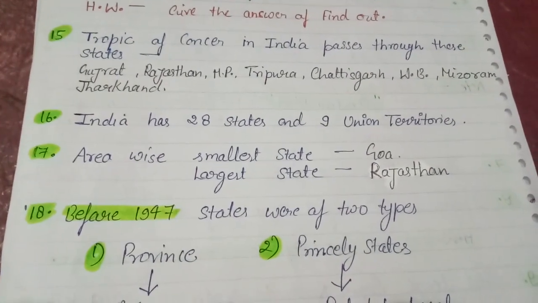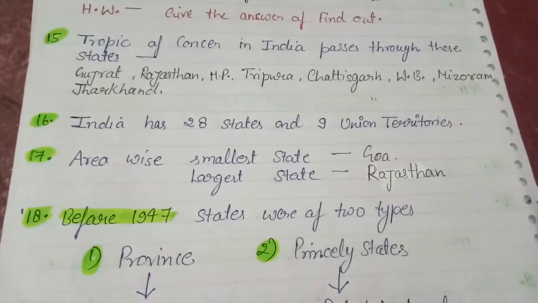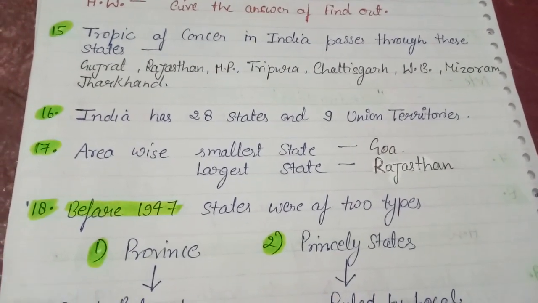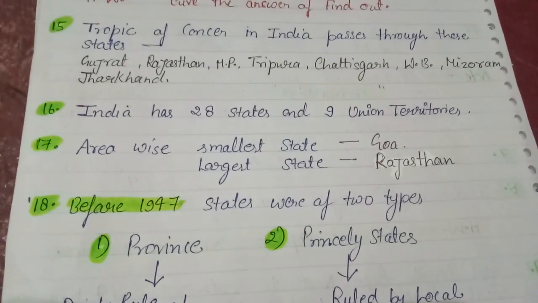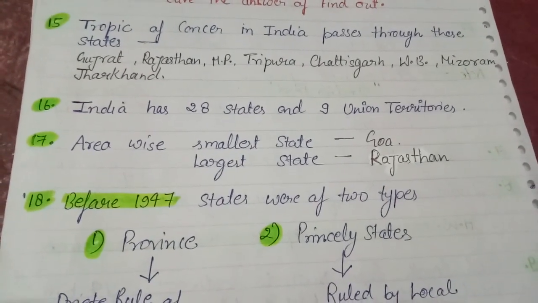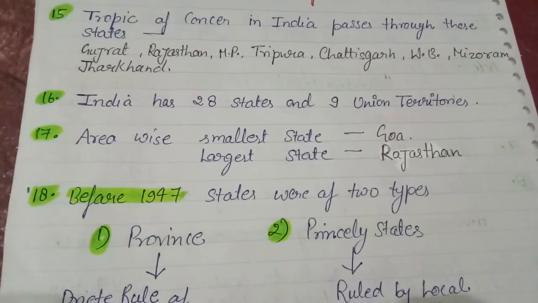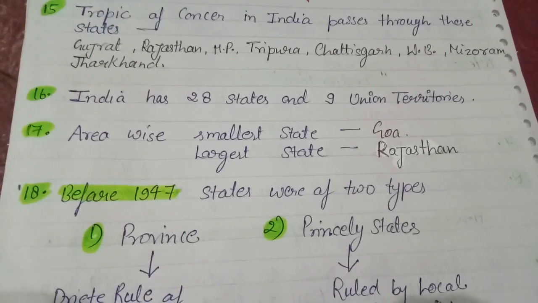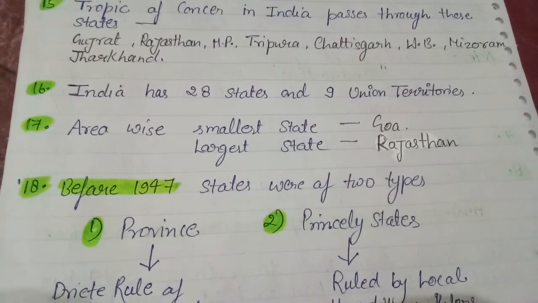What are the names of those states? Gujarat, Rajasthan, Madhya Pradesh, Tripura, Chhattisgarh, West Bengal, Mizoram, Jharkhand. Point 16. India has 28 states and 9 union territories. Point 17. Area wise, the smallest state is Goa. The largest state is Rajasthan.